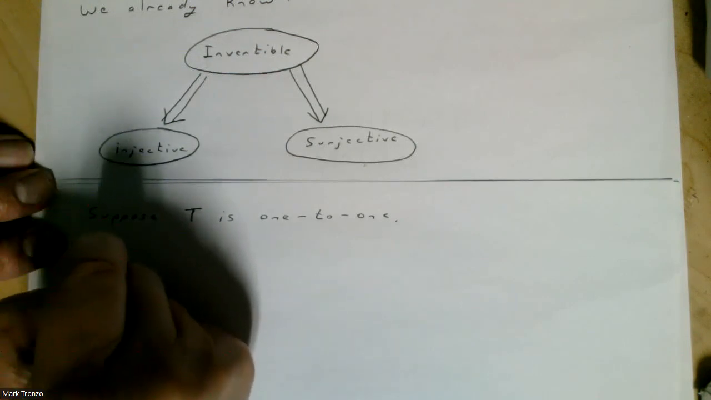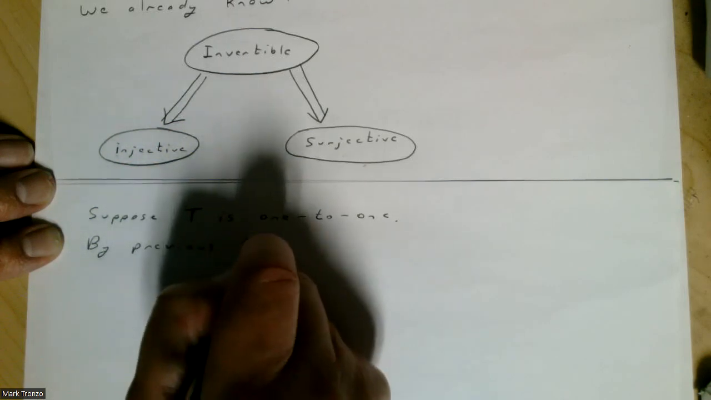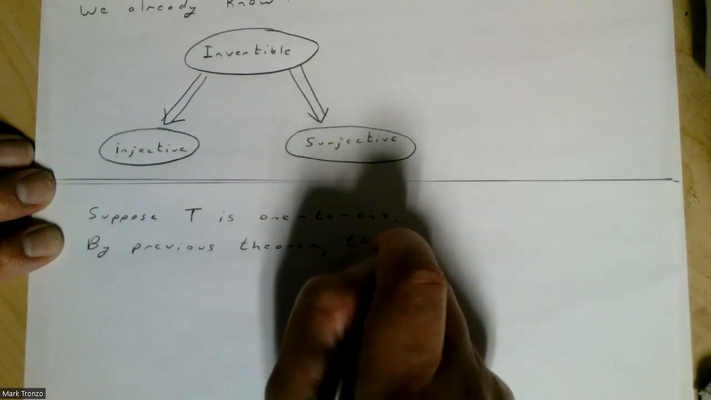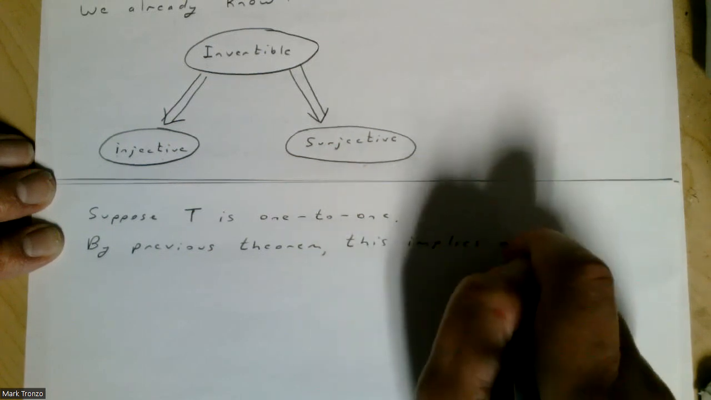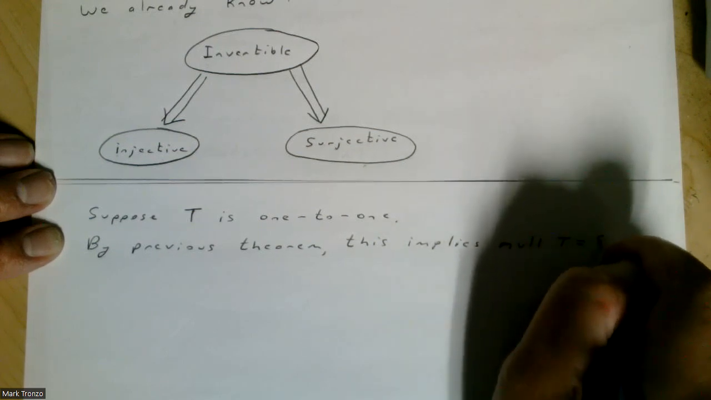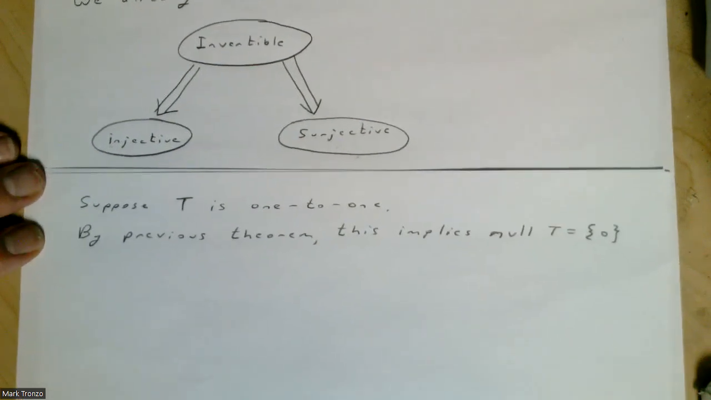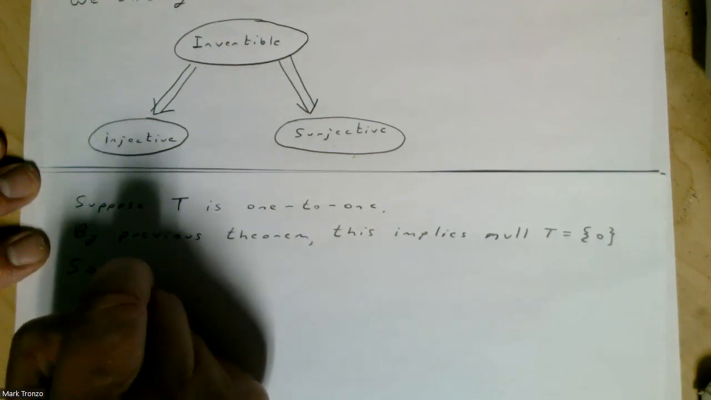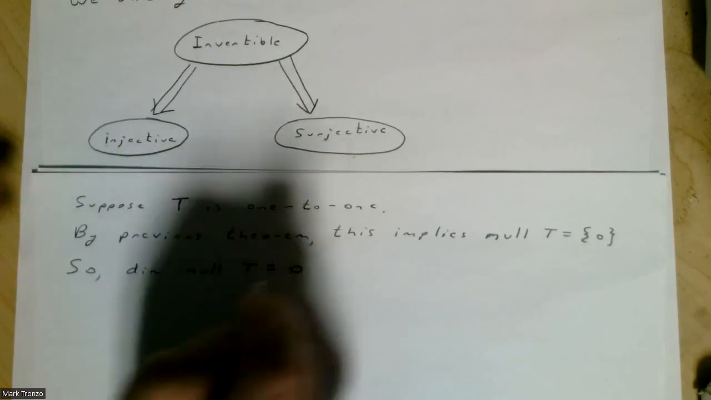By a previous theorem, this implies that the null space of T is just the zero vector. And then also, from what we said at the beginning of the video today, that means the dimension of the null space has got to be 0.